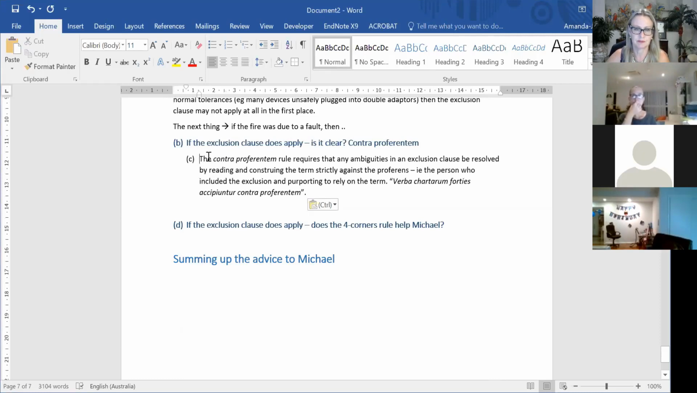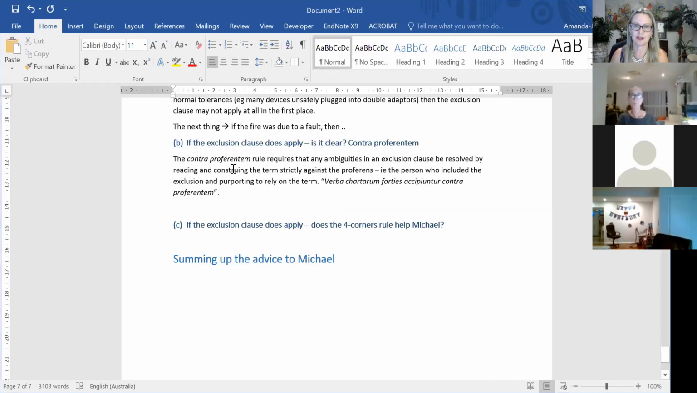It relies on the notion of ambiguity again. Ambiguities in an exclusion clause can be resolved by reading and construing the terms strictly against the proferens. The proferens is the person that puts the exclusion into the contract and then purports to rely on the exclusion.